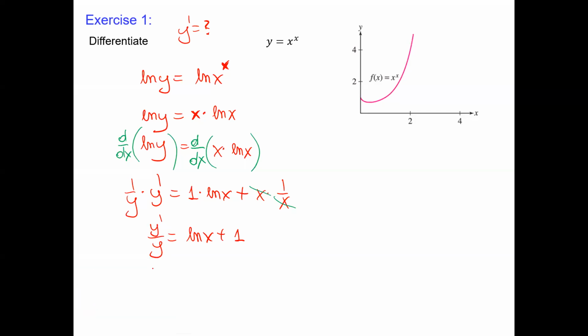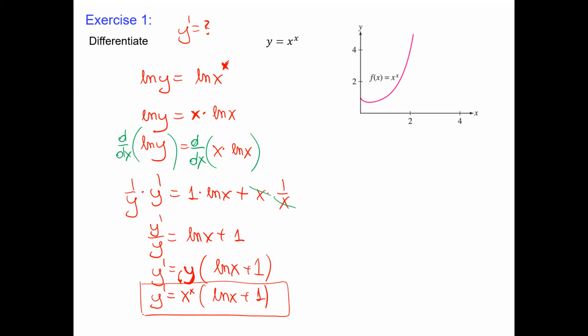Now we're looking for y prime. Let's multiply both sides by y. This is almost the final answer. The only thing is we will not keep the answer in terms of y. We will keep the answer in terms of x only. y was defined as x to the x. This is the final answer. So please remember, take the natural log of both sides, just in case we end up having this form.